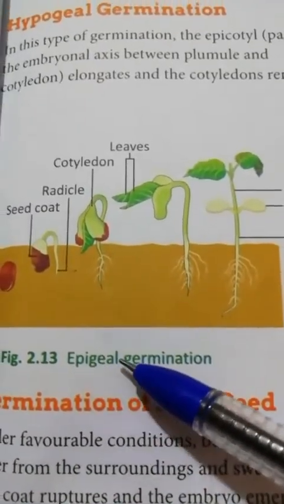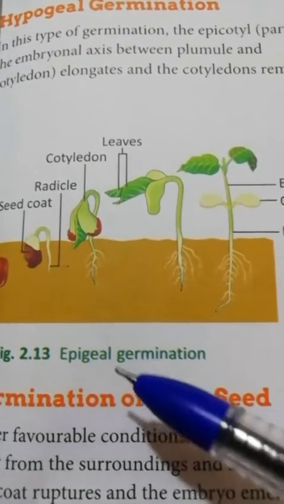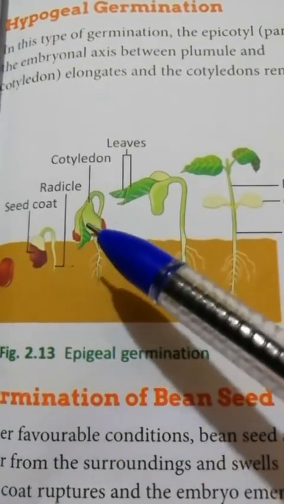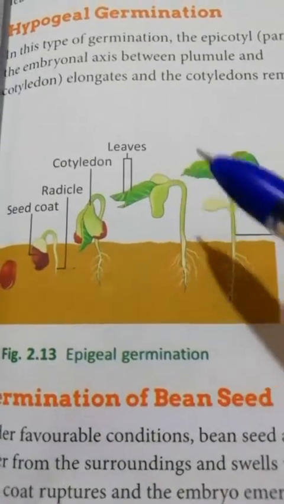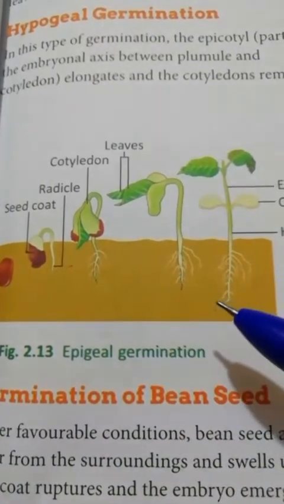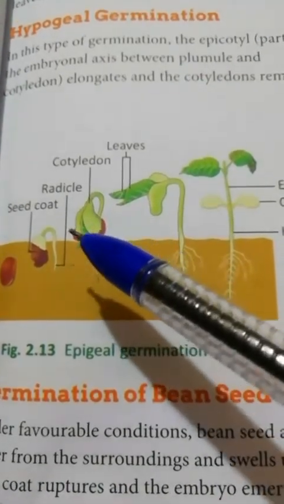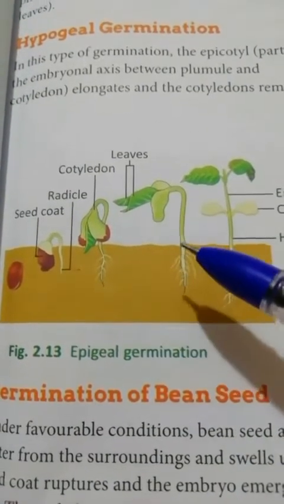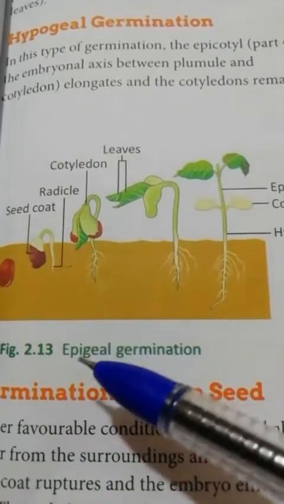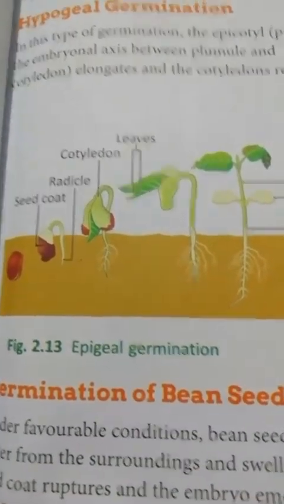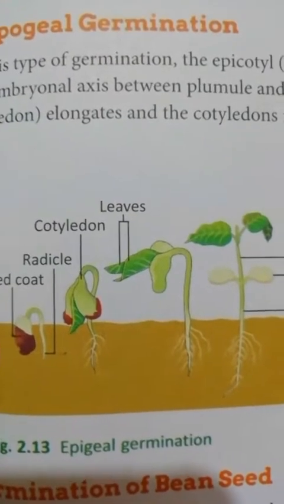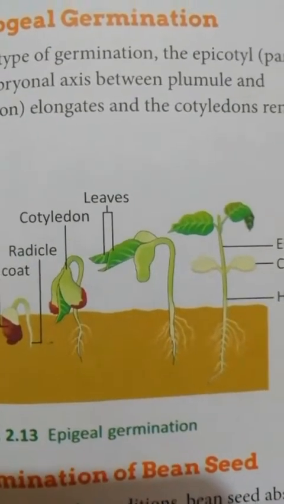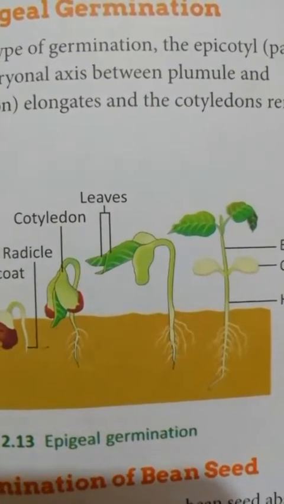Epigeal: epi means above and geal means earth. So the cotyledons move above the soil. Look here, this is the germination of bean seed, and here the cotyledons, these two fleshy leaves, are above the soil. So this type of germination is called epigeal germination. It is mainly seen in bean, cotton, papaya, groundnut, and onion. All these seeds show epigeal germination.